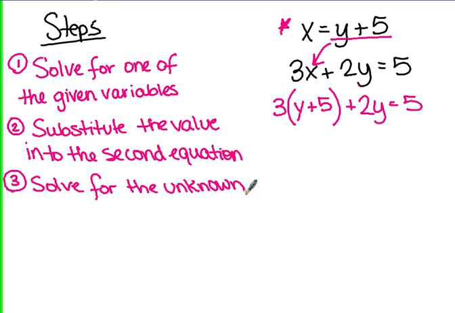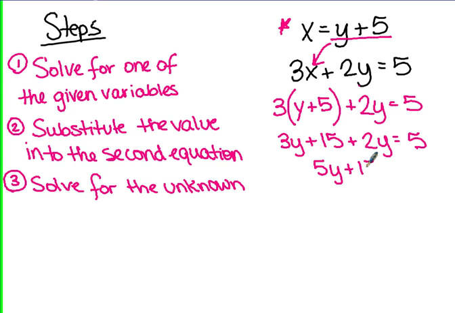Okay, so we're going to first solve by distributing. When we distribute, we have 3y plus 15 plus 2y equals 5. We'll combine like terms. 3y and 2y is 5y. So we have 5y plus 15 equals 5. We want to get the variable term by itself, so we're going to subtract 15. We now have 5y equals negative 10. And then we solve by division. Y equals negative 2. Right? So we have solved for our unknown.